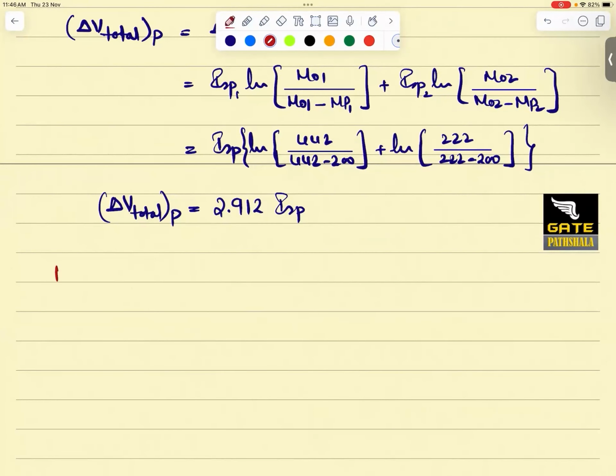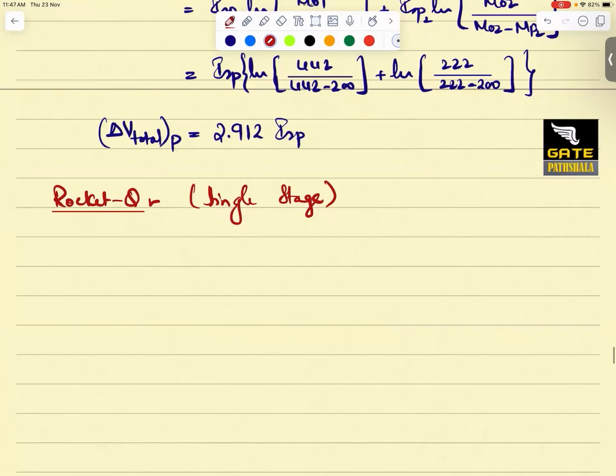Write rocket Q. Right, rocket Q. It's a single stage rocket, having the initial mass. How much is the initial mass? MP plus MS plus ML, 400 plus 40 plus 2 for rocket Q. That is 442 kg again.